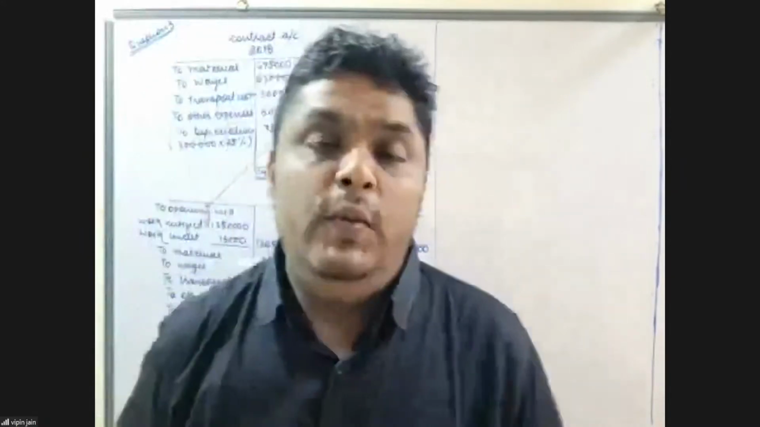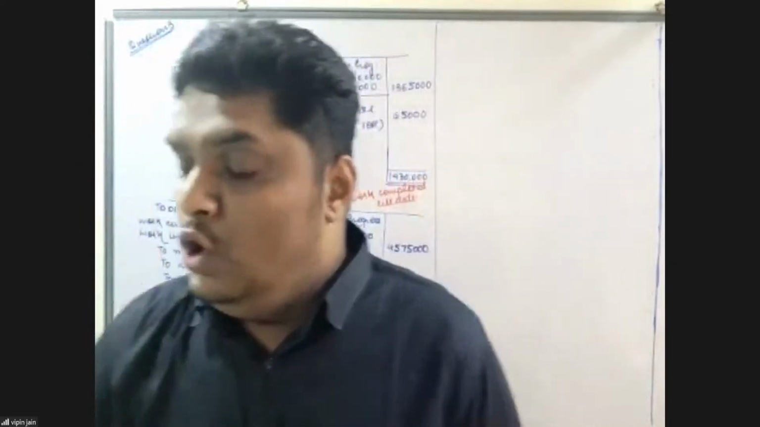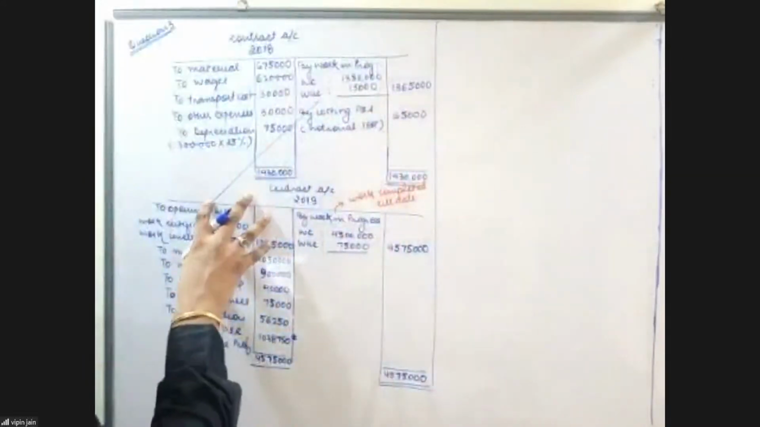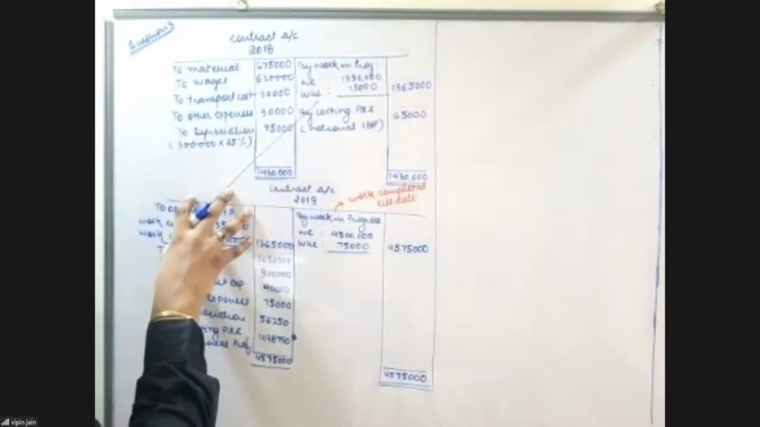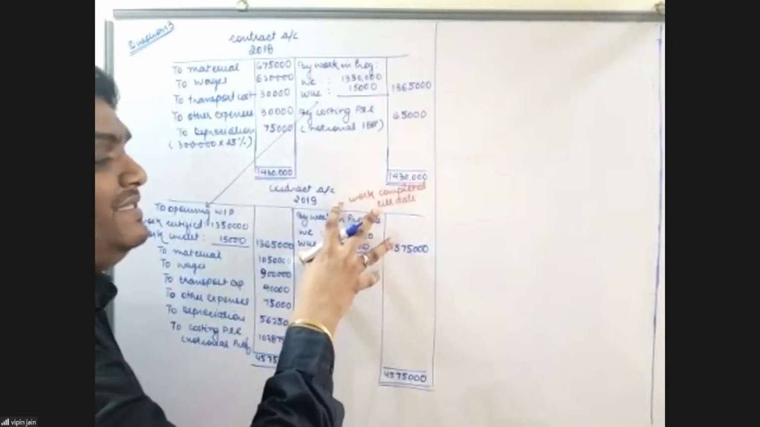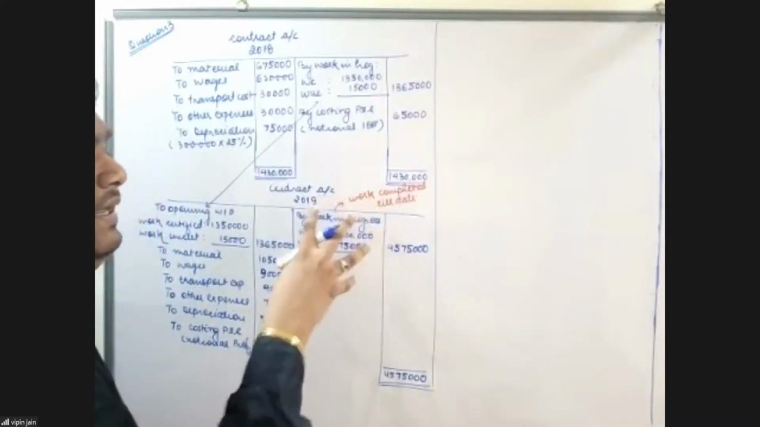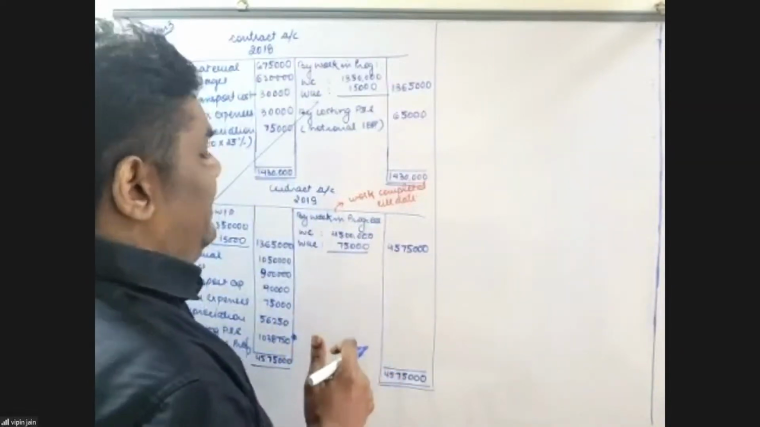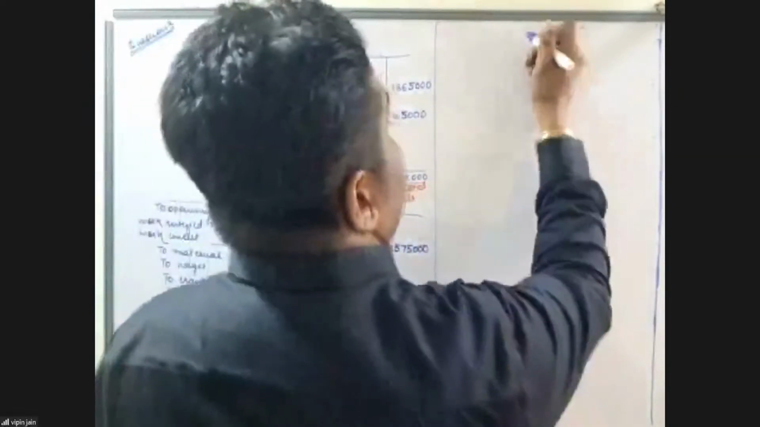So this is the way you have to prepare contract account. No Darshan, this is not the correct way. This is the way you have to present, wherein whatever the work that is completed will be my opening work in progress plus the expenditures incurred. This work in progress represents the work that is completed till date. Now let's prepare contract account for the last year.